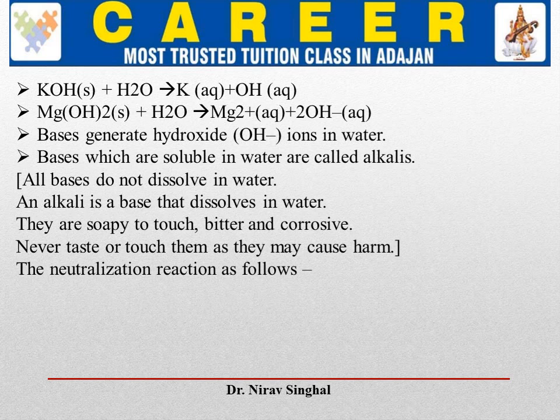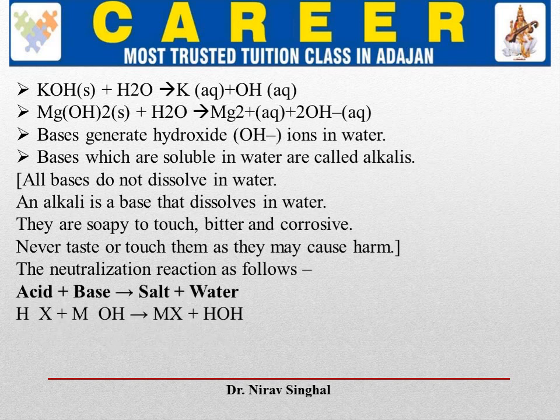हाउ डज न्यूट्रलाइजेशन रिएक्शन टेक प्लेस? H plus from acid combines with OH minus from base to give H2O. That is the basis behind the neutralization reaction. Acid combines with base to give salt plus water. HX टाइप का कोई भी एसिड होगा रिएक्ट विथ MOH टाइप ऑफ बेस गिव्स MX टाइप ऑफ सॉल्ट प्लस H2O. So that is, H plus from acid and OH minus from base react with each other to give H2O.